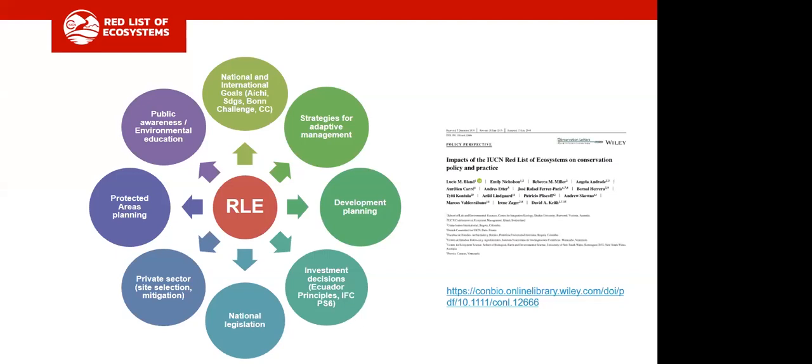And next, I'm going to go into a couple of those in more detail, mentioning some examples of how this is being done right now in several countries. Most of this information is summarized in a recent paper called Impacts of the IUCN Red List of Ecosystems on Conservation Policy and Practice from Bland et al. 2019, and there's the link. If any of you are interested in going into more detail, you can check the paper out, and there are all the references for the case studies that I'll mention.